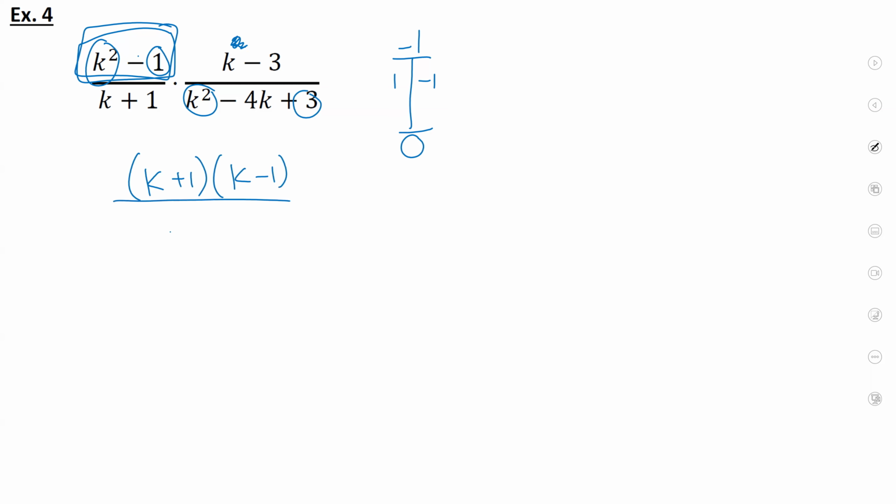This denominator, k plus 1, stays the same. Times k minus 3 will stay the same.